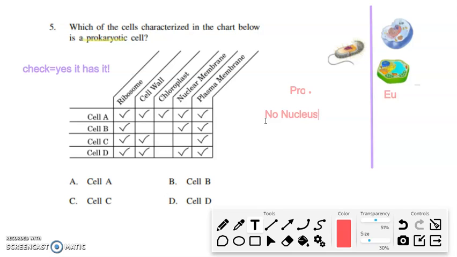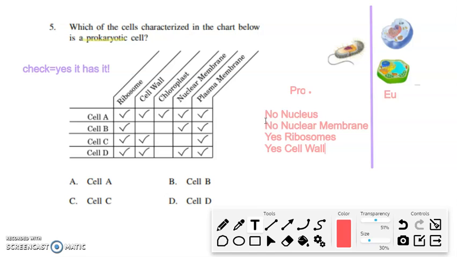Okay, its DNA is just floating there inside. Because it doesn't have a nucleus, it doesn't have a nuclear membrane. So I'm going to put no nuclear membrane. Okay, it does have yes to ribosomes because the ribosomes are just floating around there. And yes, it has a cell wall. Yes to cell wall. That is the protection it has around the cell.